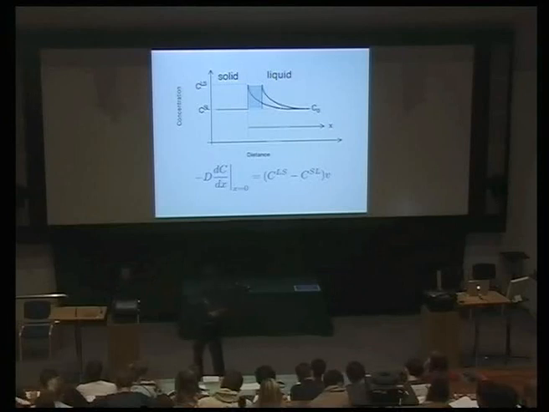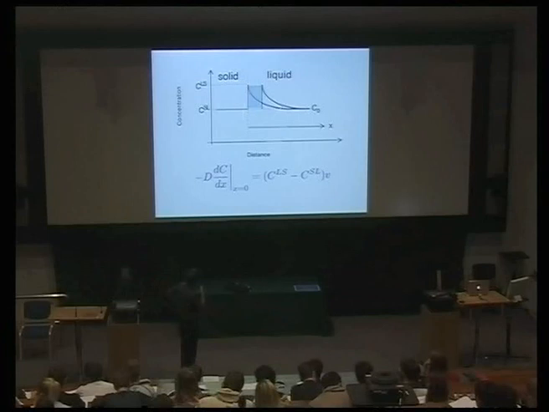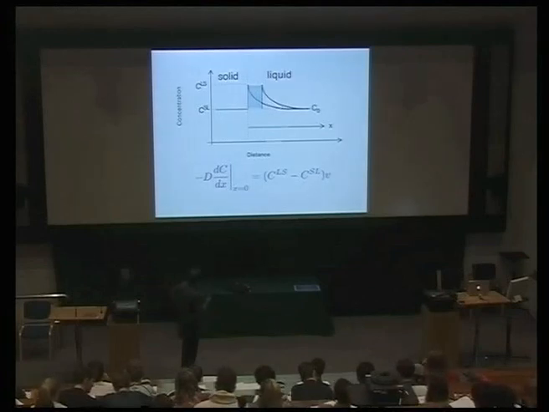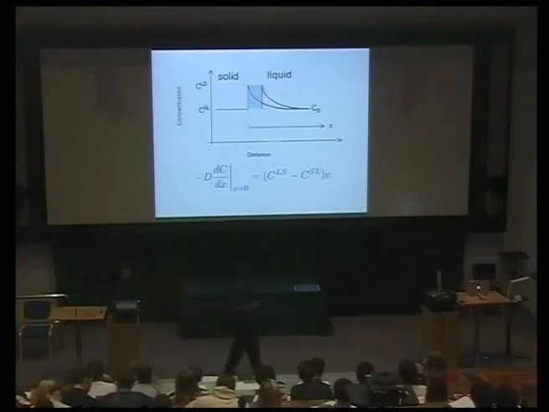And that solute has to be carried by diffusion at this point. Okay? So this is the gradient at this point at x equals 0. So these two terms must be equal if I'm going to maintain the concentrations at these two points constant. Okay?